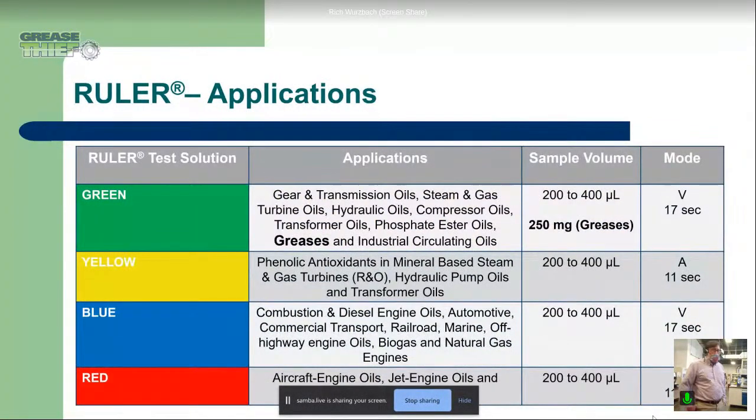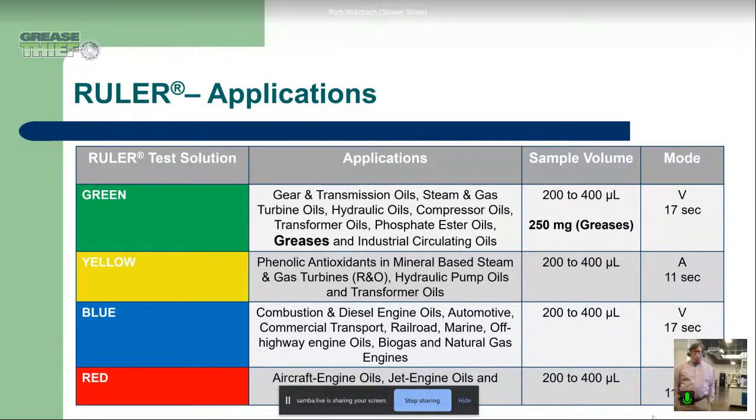So how do we go about this? Well, for those of us who have done RULER before, we understand some of these considerations and steps to take. There are multiple grease test solutions, or RULER test solutions, that are different colors. They're color coded. So we've got green, yellow, blue, and red. Why are there different test solutions? Because there are different chemistries involved in our antioxidant packages. And these colored solutions are optimized for those different chemistries for the extraction of the antioxidants into a solvent phase.